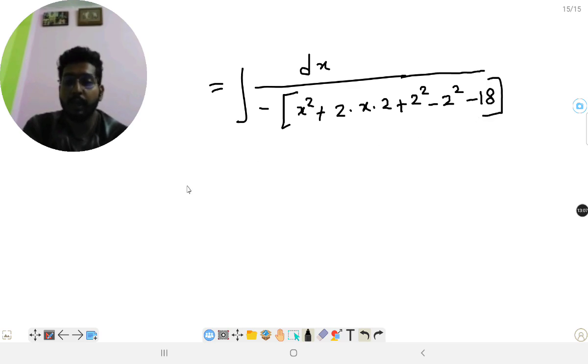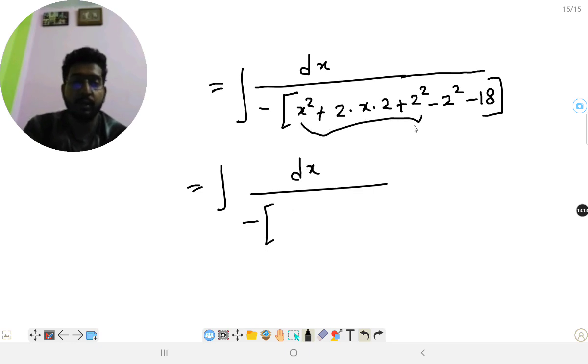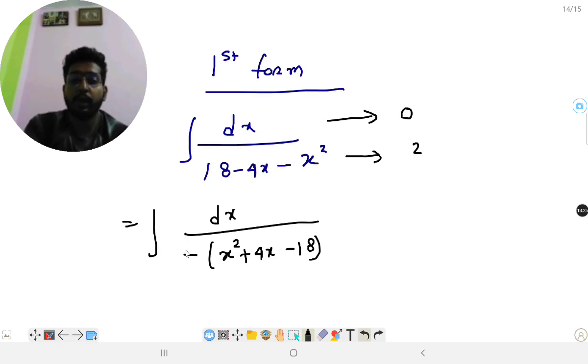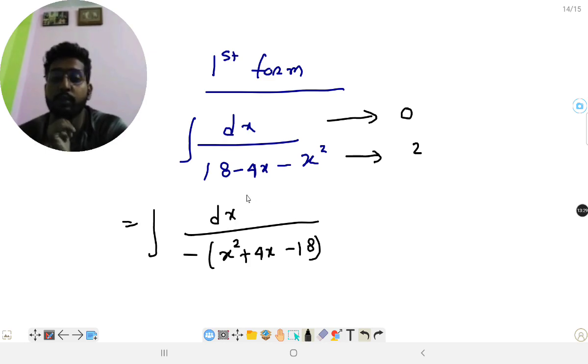Done. So here it will be integration of dx by minus, and these three will be (x plus 2) whole square, and this is 4 and 18, that means that will be minus 22, like this. Okay, so that will be minus 22. Again I am telling that one, this is the first form. What is the first form? If the numerator power is 0 and denominator power is 2, so what to do?